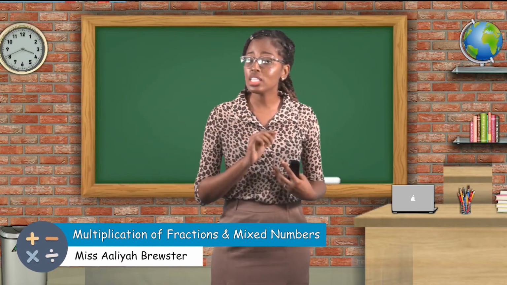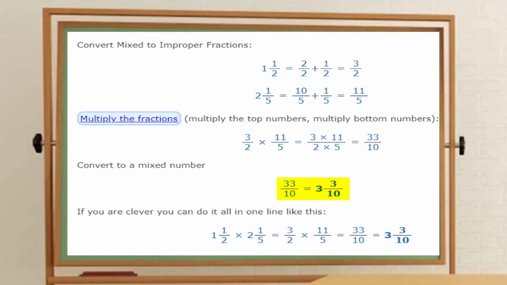And to do this, it's quite simple. You simply divide the numerator by the denominator. So if we were to divide 33 by 10, that would give us 3. But we will still have 3 remaining. So the remainder becomes our new numerator, and then we write back the denominator. In this case, our answer would be 3 3/10.